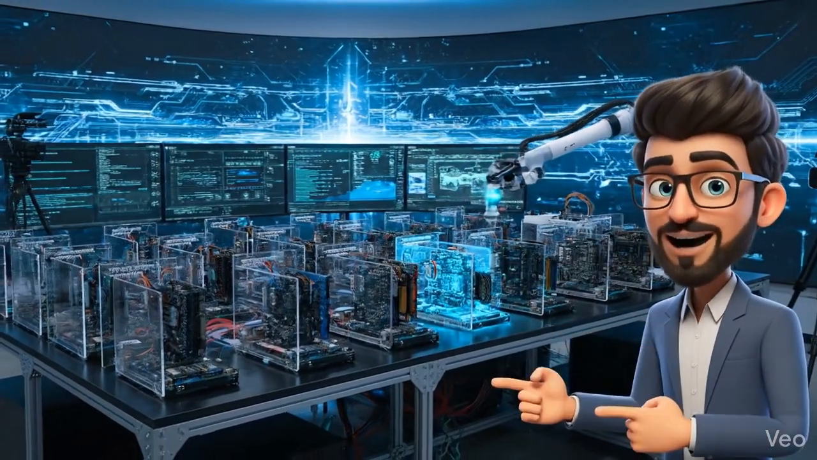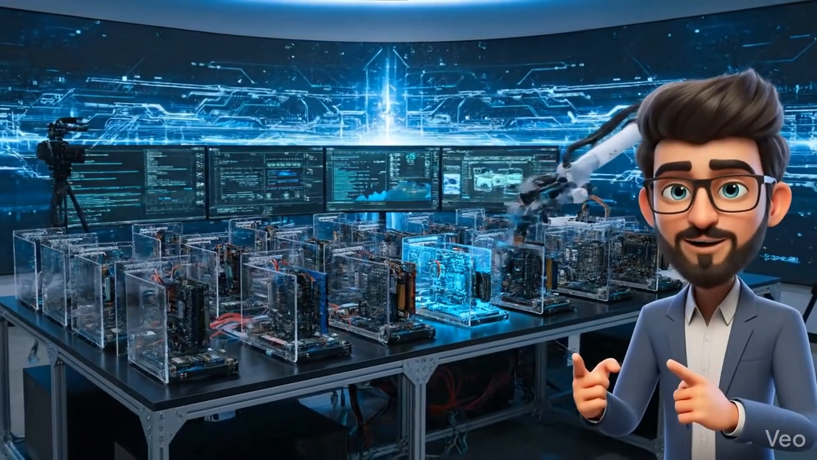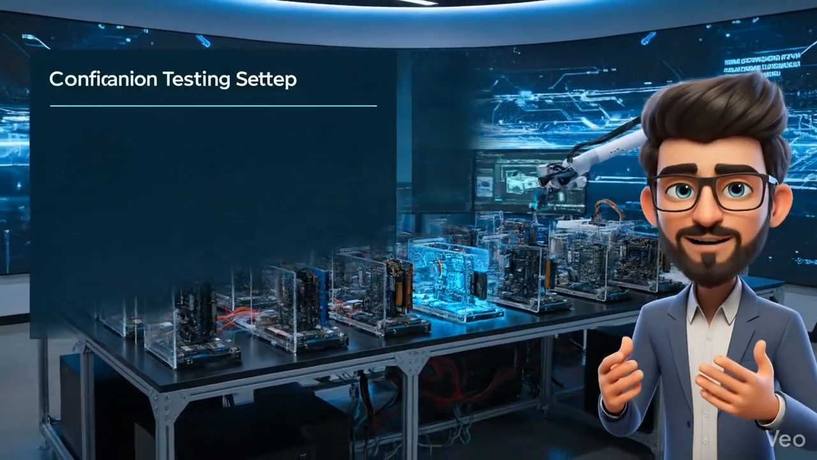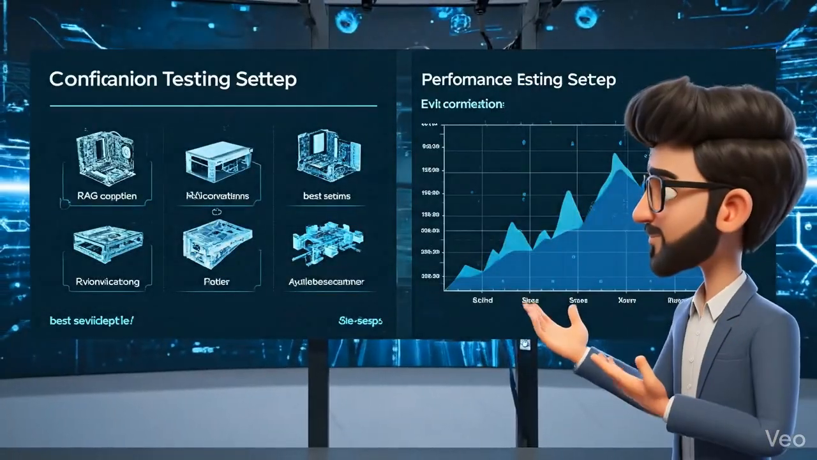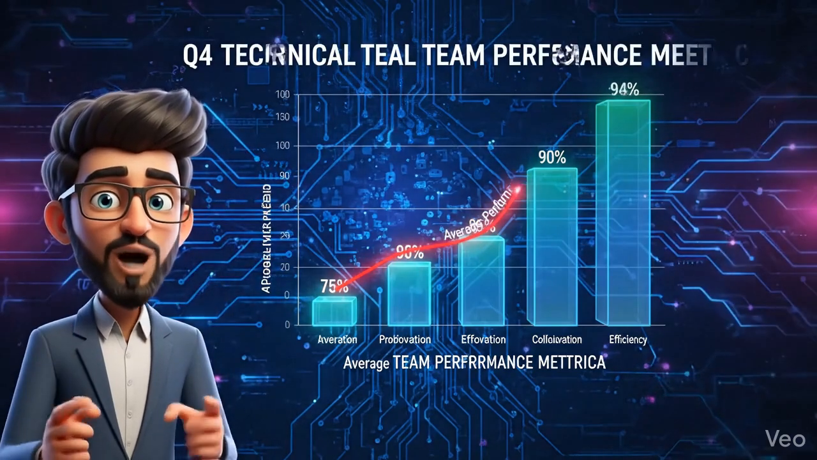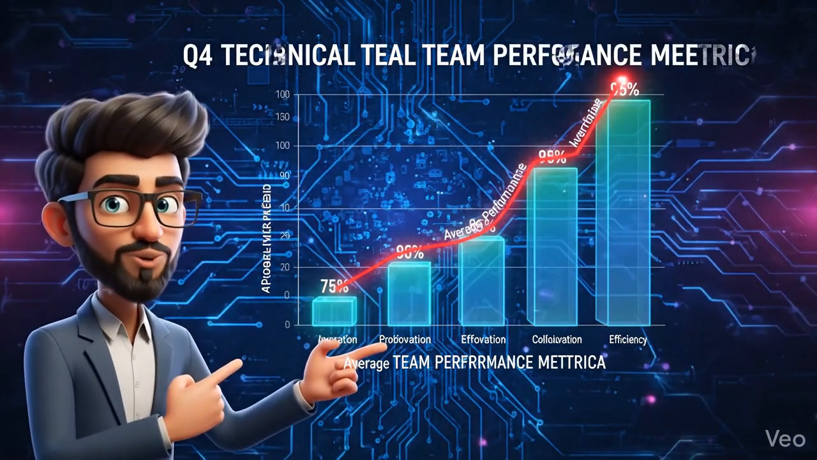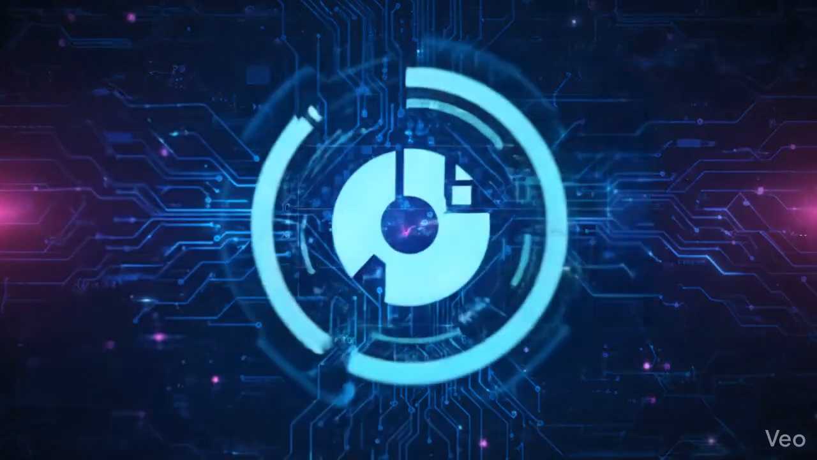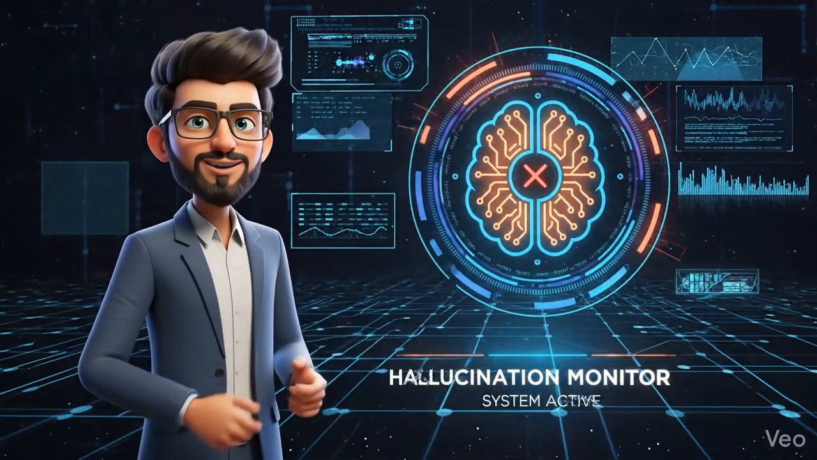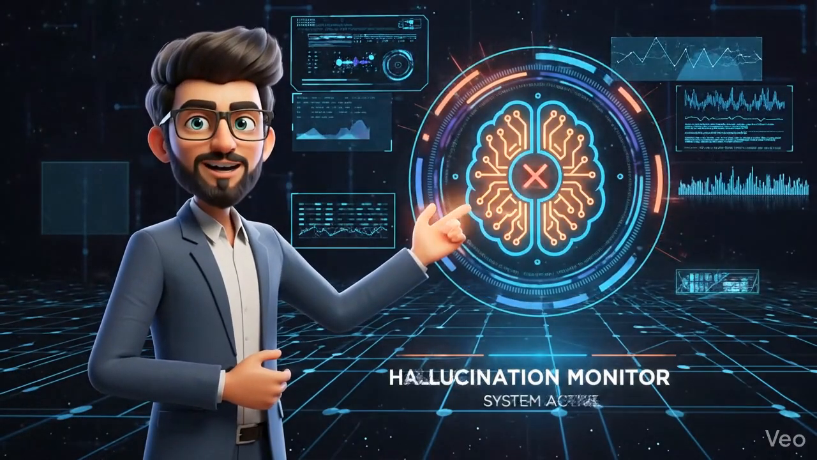Experiment with different RAG configurations. Test different models and parameters to find the best setup. Regularly evaluate your RAG system's performance and iterate on your approach for continuous improvement. Monitor for signs of hallucinations and adjust your strategies accordingly.